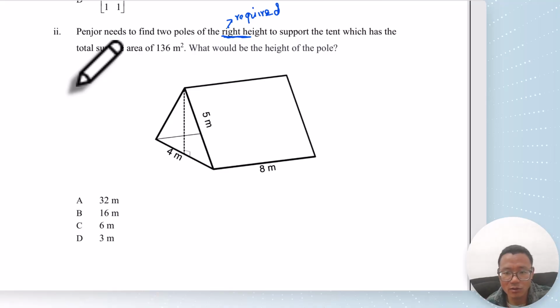I think any topic, even for the lower classes. So even if you have not reached this chapter, you will still understand.